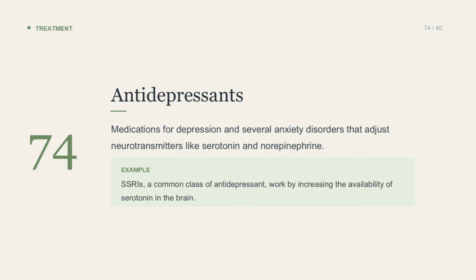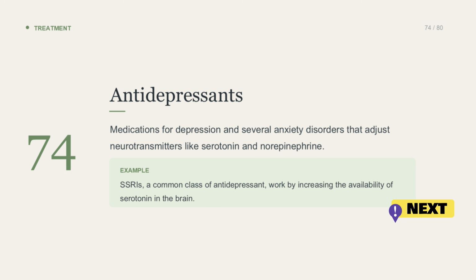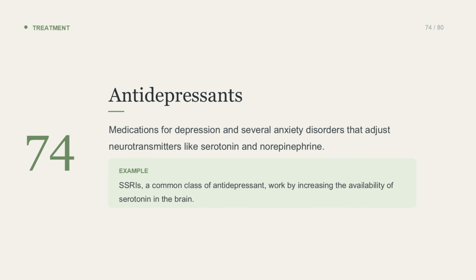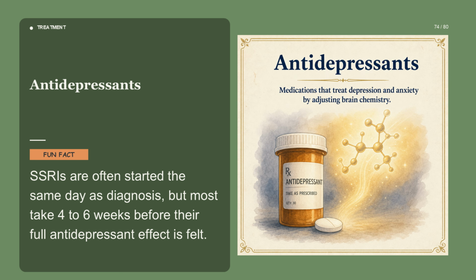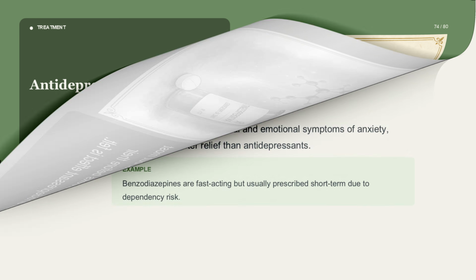74. Antidepressants. Antidepressants are medications used to treat depression and several anxiety disorders by adjusting levels of neurotransmitters like serotonin and norepinephrine. For example, SSRIs, a common class of antidepressant, work by increasing the availability of serotonin in the brain.